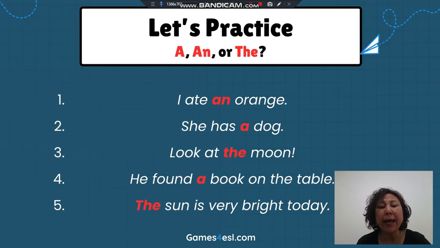I ate an orange. She has a dog. Look at the moon. He found a book on the table. The sun is very bright today.